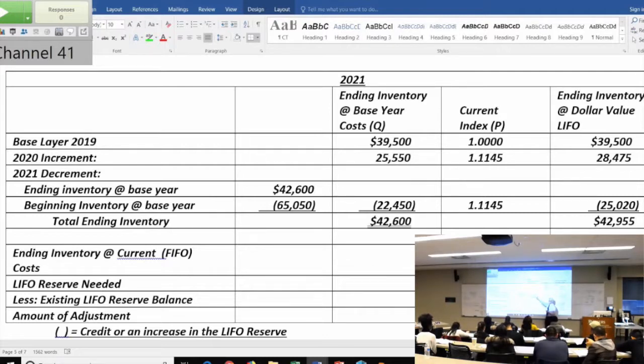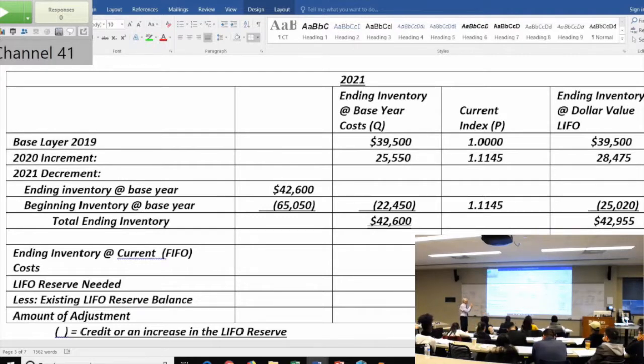The problem is, this is LIFO. Last in, first out. I'm not building the layer now, I'm decreasing the layer. It comes out in LIFO order. These units are coming out of what? The prior layer, and what's the cost in that layer? 1.1145. So this is LIFO. If I didn't make that last statement, you're going to say, how's this LIFO? I don't get it. Well, that's why the decrement case is important for you to see, because it is LIFO.